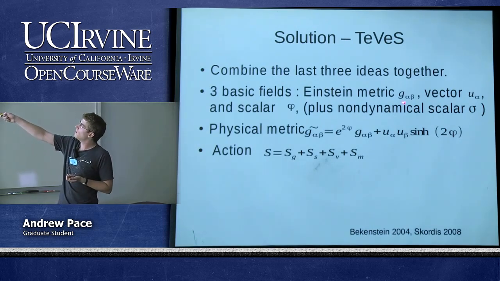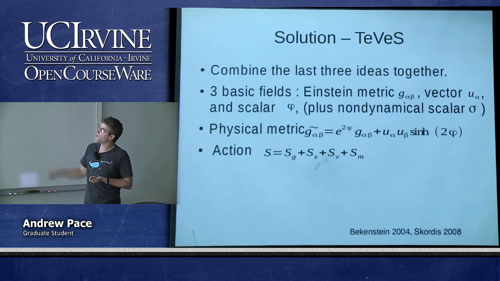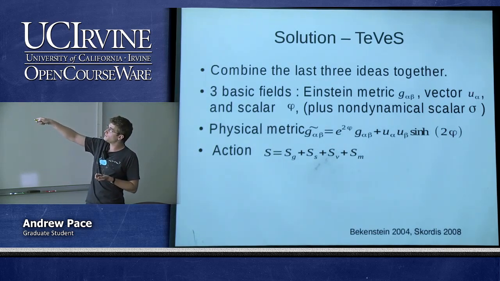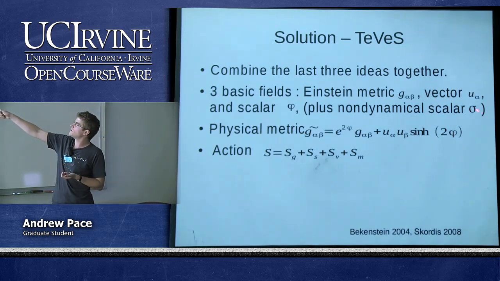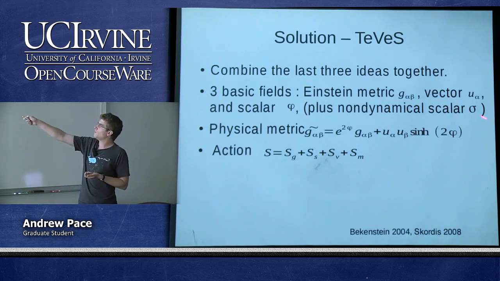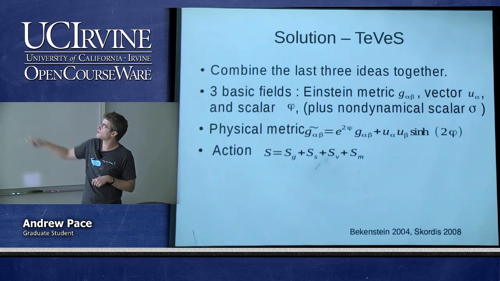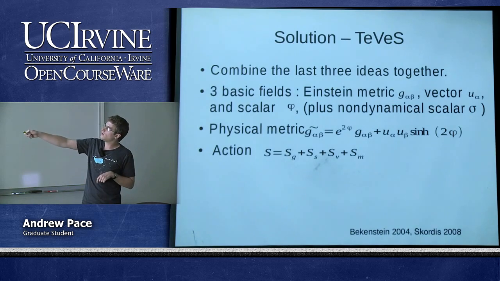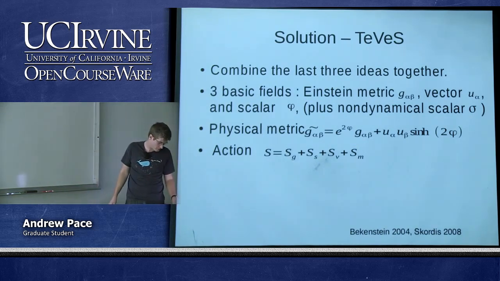And so the tensor it refers to is your Einstein metric. This vector is your mu alpha here. That takes the place of the phi derivatives in the metric here. And then you have your same scalar before. And then what was written as the A scalar before is written as sigma now, so it's a non-dynamical scalar. So now our physical metric looks like this. And then, so now we want to write down an action and solve the Einstein's equations.